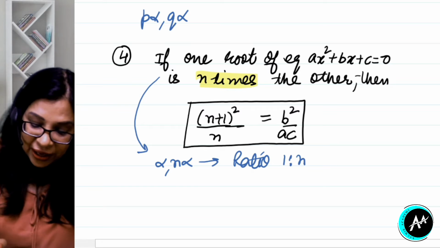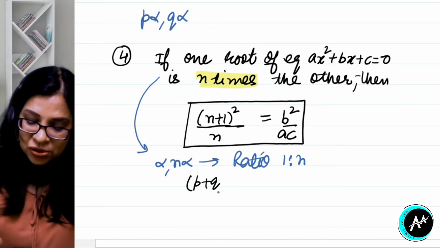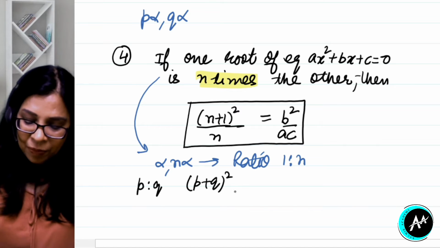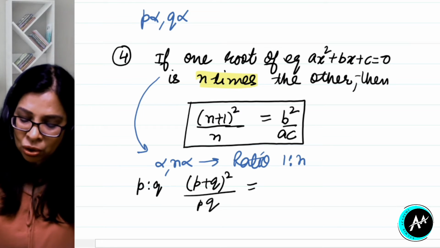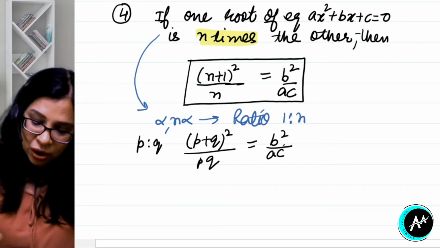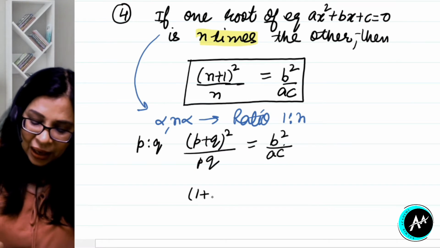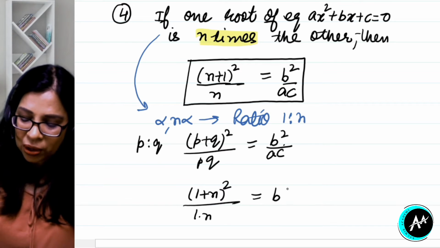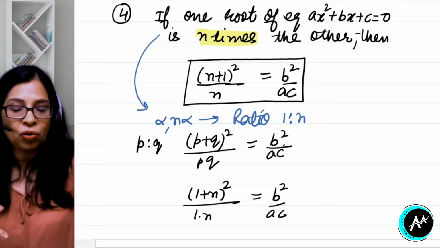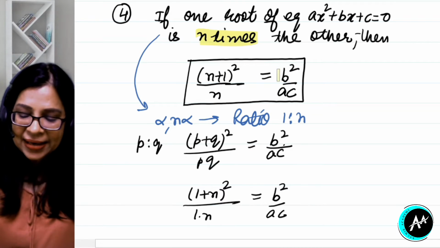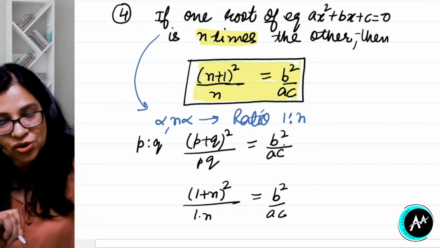So let me write, the condition was p plus q whole square, if the roots are in the ratio p is to q, right? This was the condition. P plus q whole square upon pq was equal to b square upon ac. So let me replace p by 1 and q by n. So I will get 1 plus n whole square divided by 1 into n will be equal to b square upon ac. Alright, so it's the same result that we have written over here. So it's kind of an extension of the previous result, right?